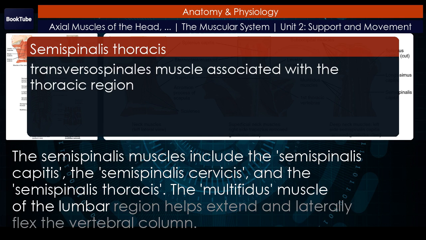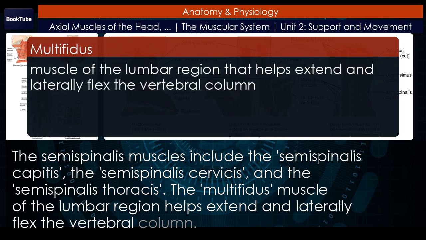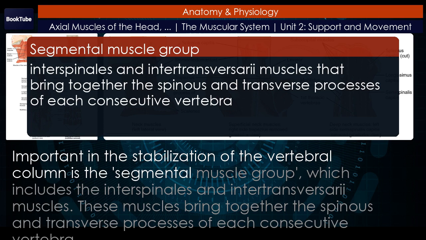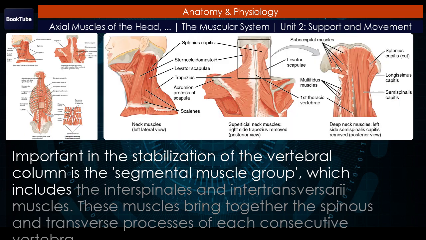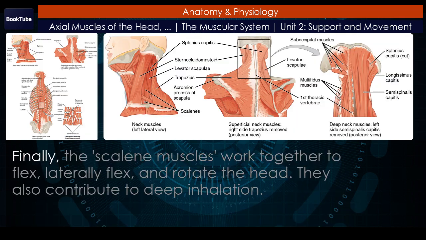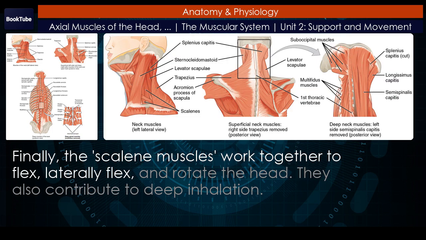The multifidus muscle of the lumbar region helps extend and laterally flex the vertebral column. Important in the stabilization of the vertebral column is the segmental muscle group, which includes the interspinales and intertransversarii muscles. These muscles bring together the spinous and transverse processes of each consecutive vertebra. Finally, the scalene muscles work together to flex, laterally flex, and rotate the head. They also contribute to deep inhalation.